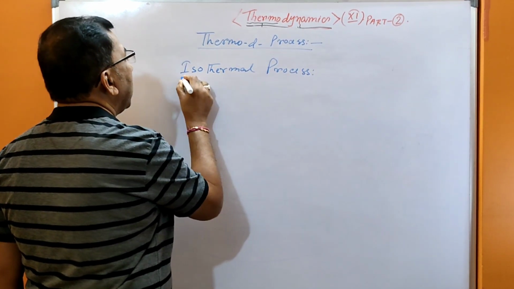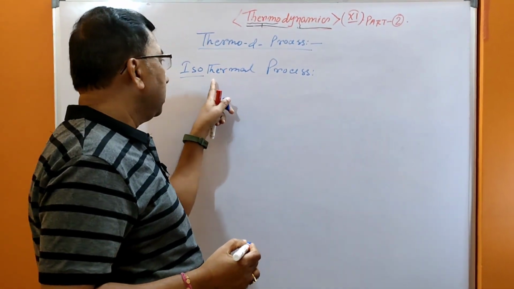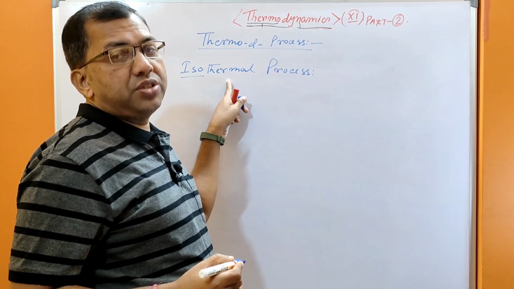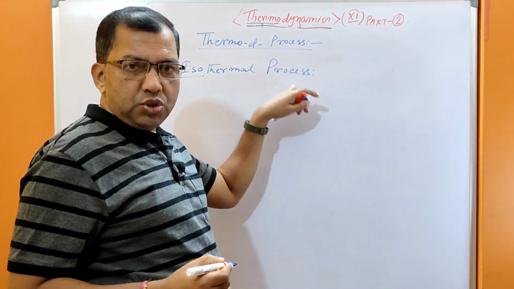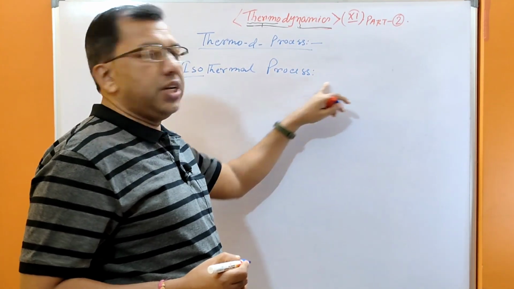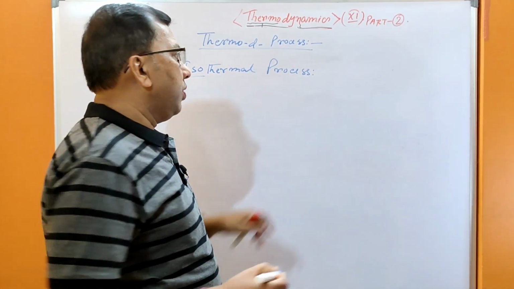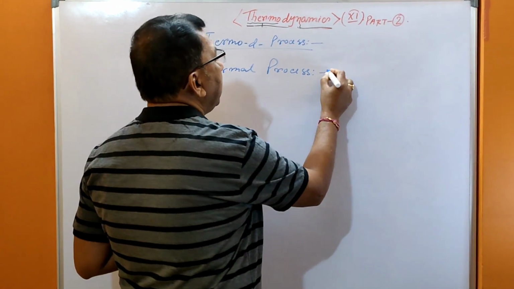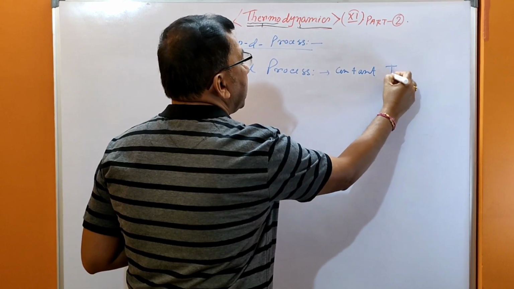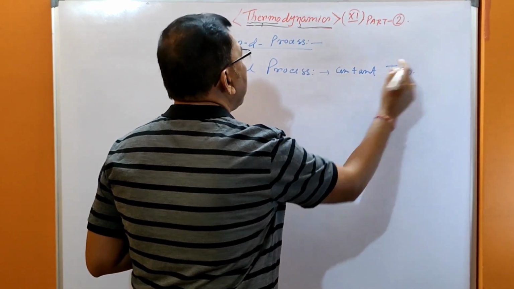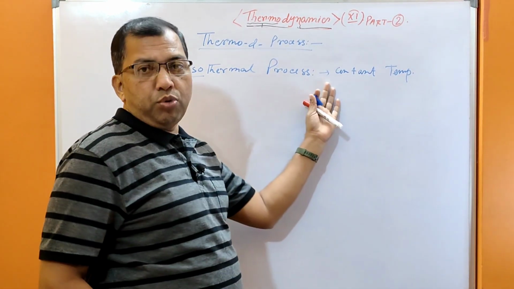Iso means same. Thermo means heat, temperature. That means the temperature remains constant. The process which is carried out at constant temperature is known as the isothermal process.